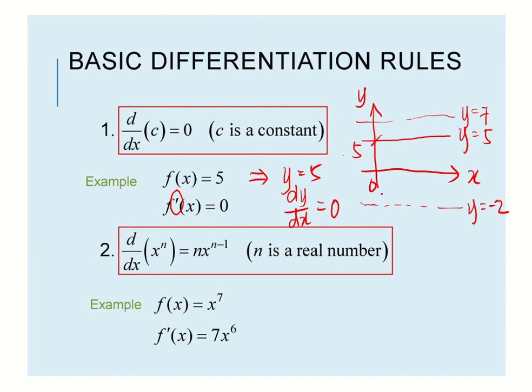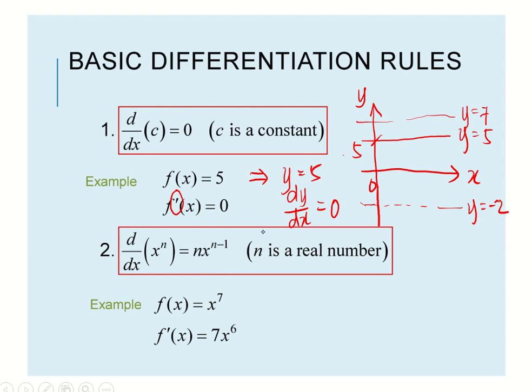Any horizontal line, the slope is always 0. Therefore, the dy/dx is 0, right? Now, the second rule says that when we differentiate x to the power of n, we bring the n down to multiply, and the power is reduced by 1.